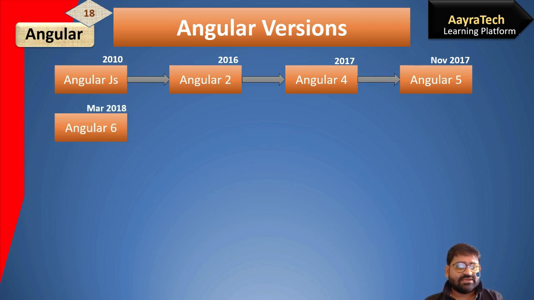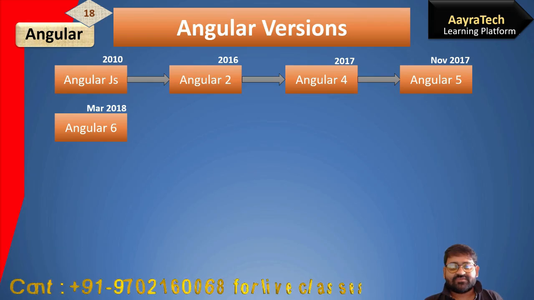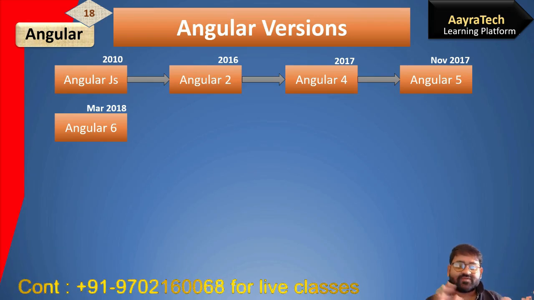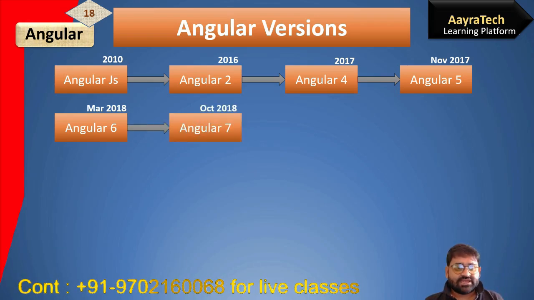So in 2018, Angular 6 came to the market. The major changes happened in Angular 6. They introduced Angular Material support. Angular Material is meant for beautifying the Angular framework. Then in the same year, 2018, Angular 7 was introduced. There were small changes in Angular 7. They just introduced virtual scrolling and drag and drop.